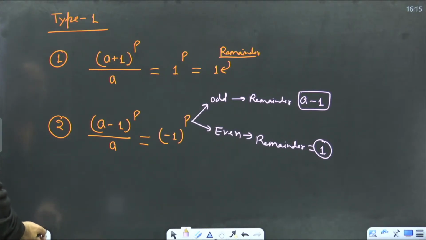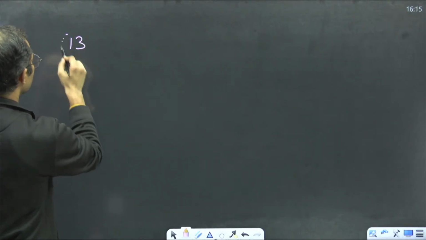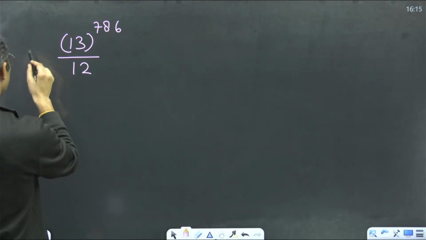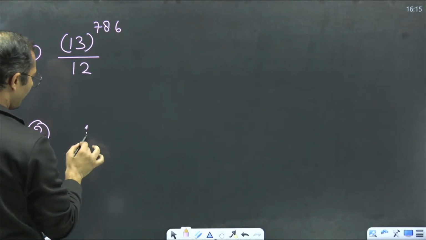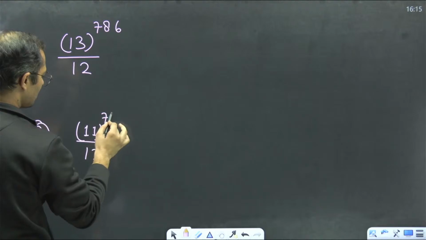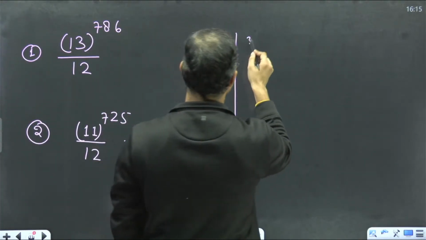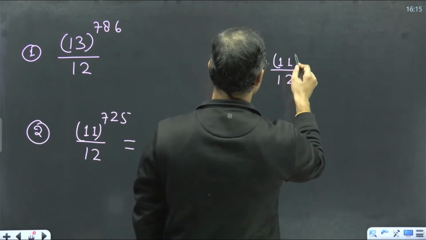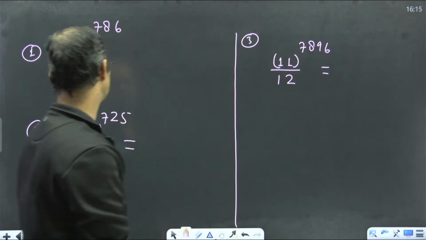Just have a look. If I say 13 to the power 796 divided by 12, what would be the remainder? Just do this. And if I say 11 to the power 725, what would be the remainder? And 11 to the power 7896, what would be the remainder? Just do these questions.